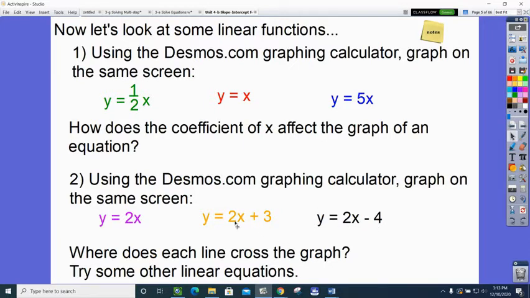This time we kept the coefficient the same, but we changed the number after the coefficient. So where does each line cross the y-axis? And try some other linear equations just to see if you can understand what the number in front of the x does and what the number after does. All right, so let's just take a look.